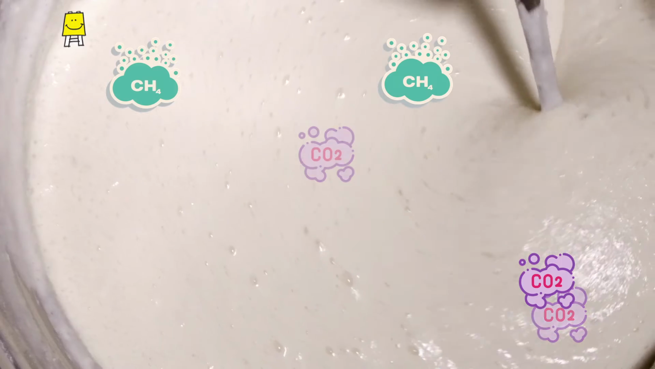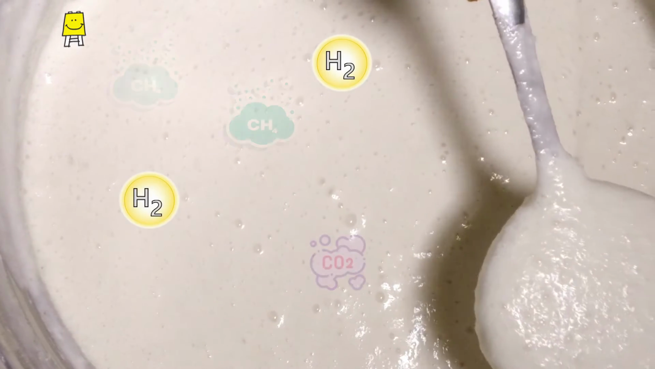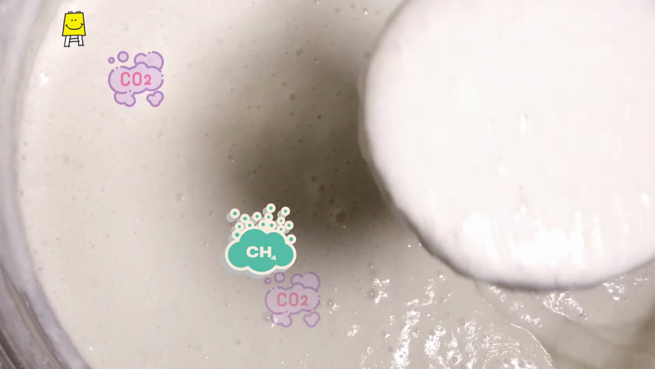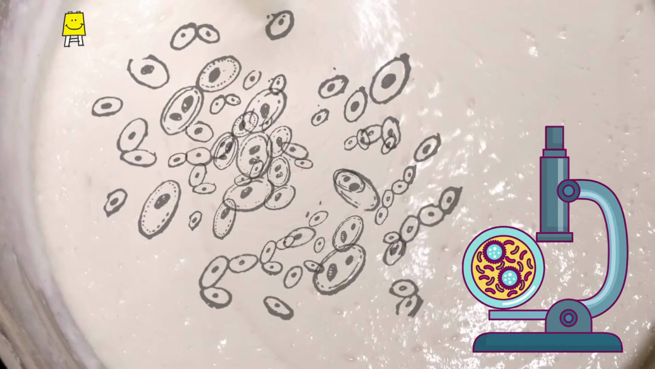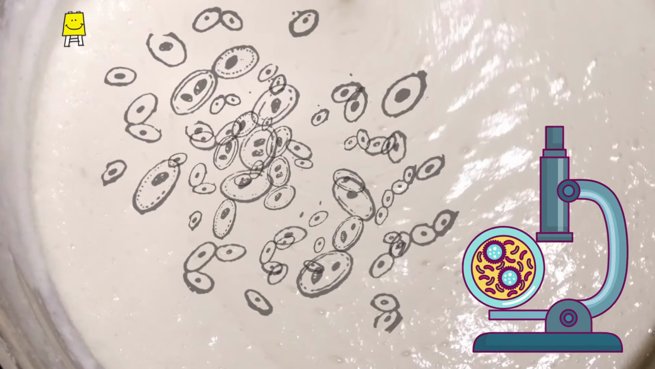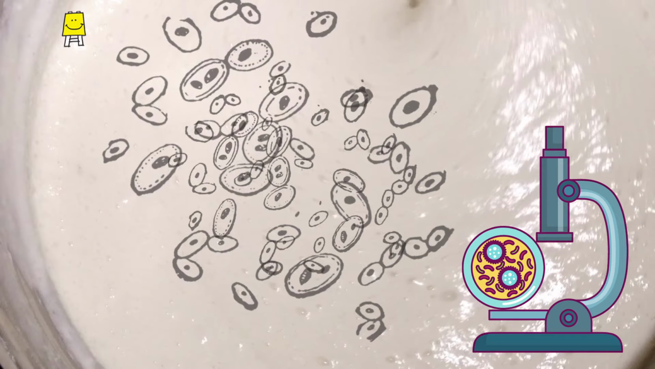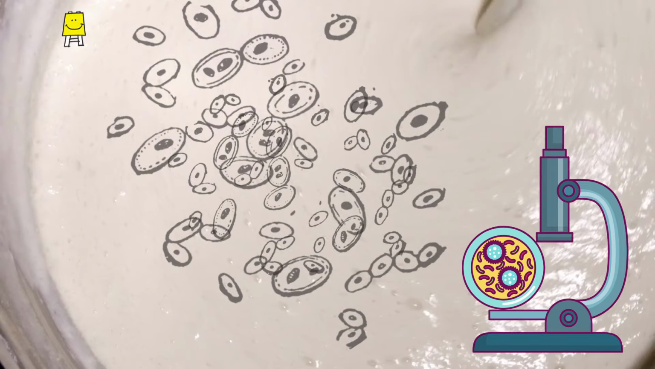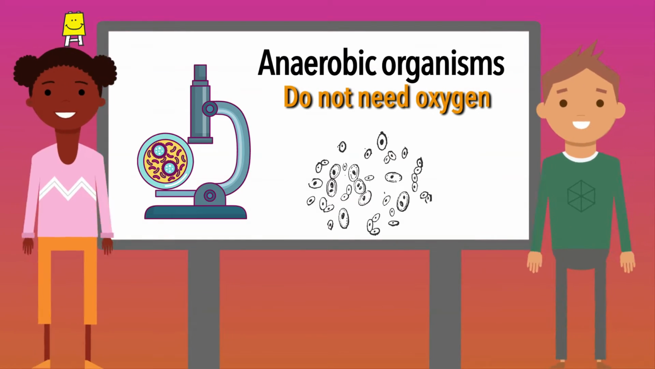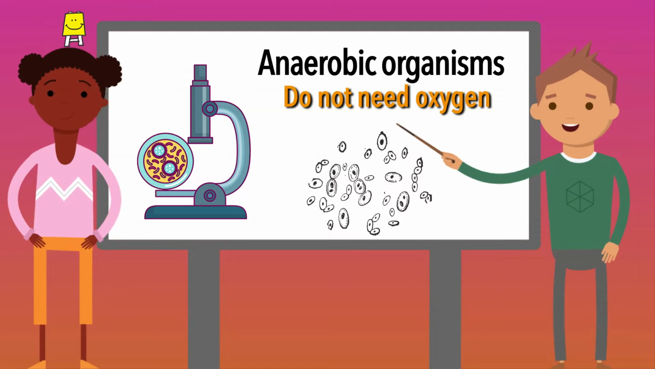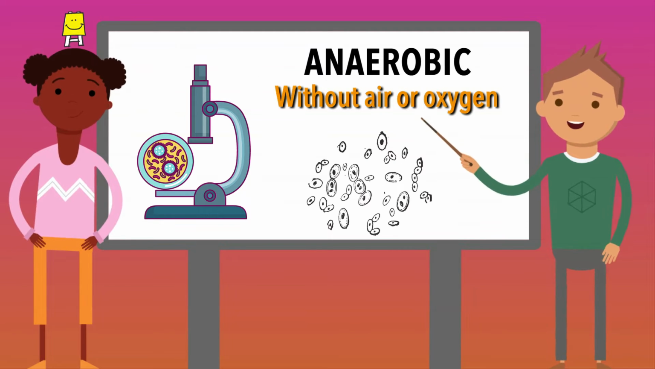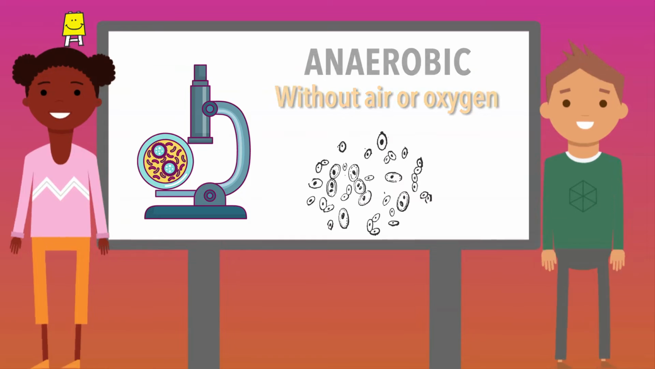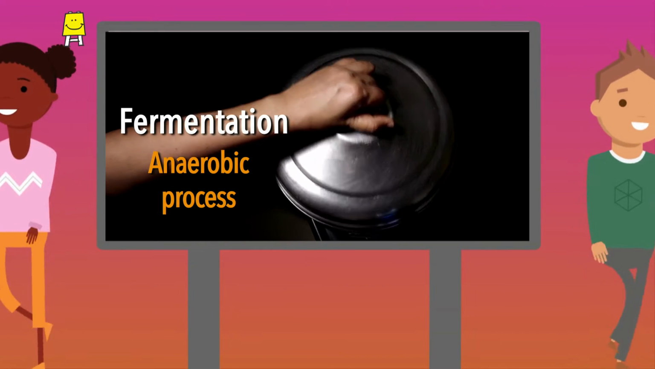These gases produce foam and bubbles in fermented foods. Fermentation is brought about by bacteria that do not require oxygen for their survival. This is the reason they are called anaerobic organisms. Anaerobic means without air or oxygen. Hence, fermentation is an anaerobic process.